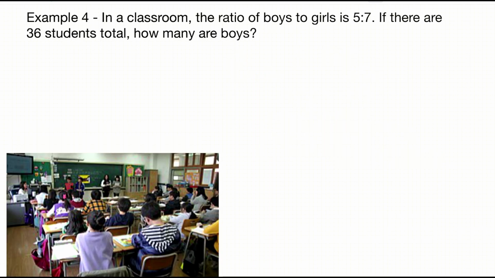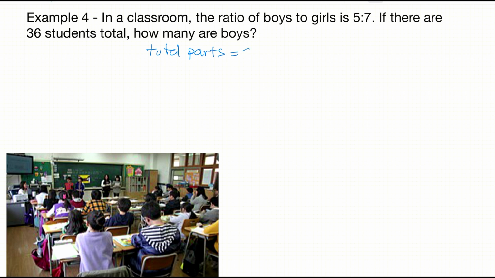Example 4. In a classroom, the ratio of boys to girls is 5 to 7. If there are 36 students total, how many are boys? Normally, we would be given the number of girls or boys and then asked to increase that number. But this time, they're not giving us the same information they normally give us, so we're going to have to try to figure it out. What we're going to have to figure out is the total. We're going to have to back into this. We're going to have to think about it a little bit.